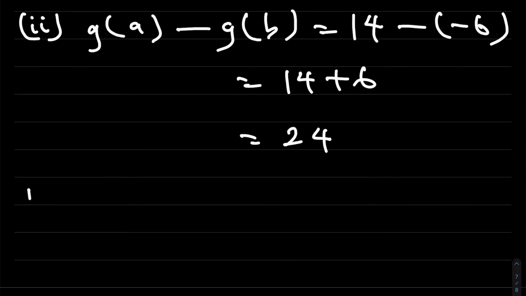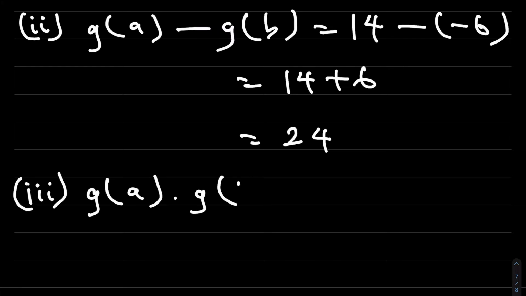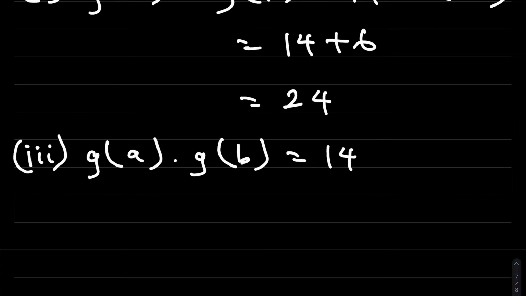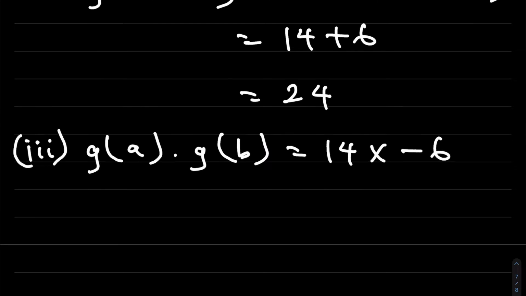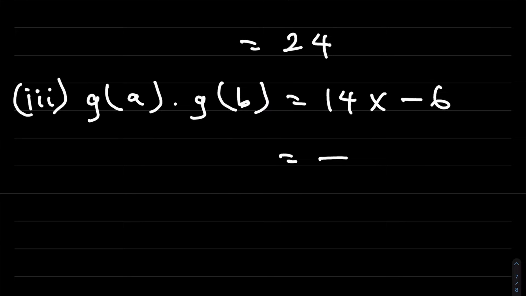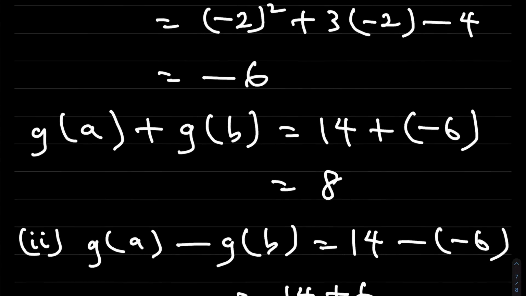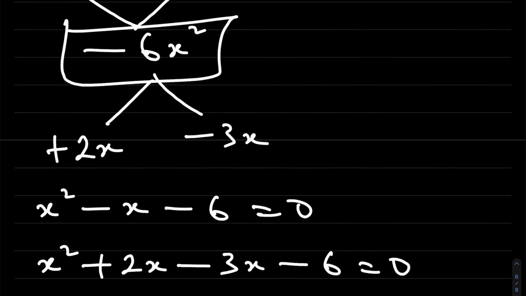And the third question, which is Roman figure 3, is g of A times, this dot simply means multiplication, times g of B. And that means 14 times minus 6, which is minus 84. And that's it, very simply. We go straight to the next, which is number 2.